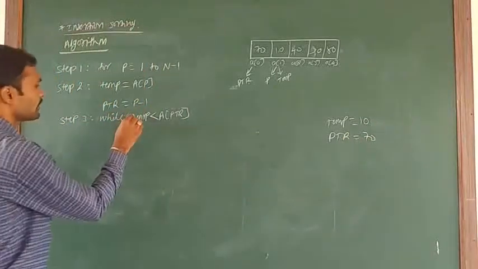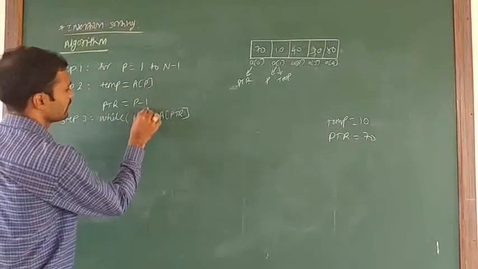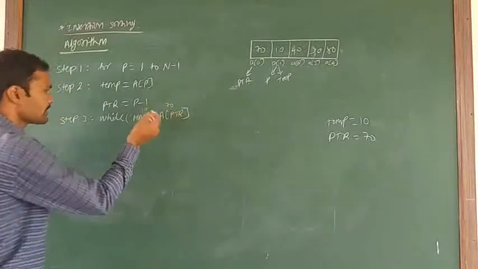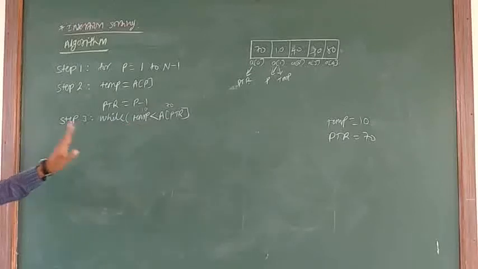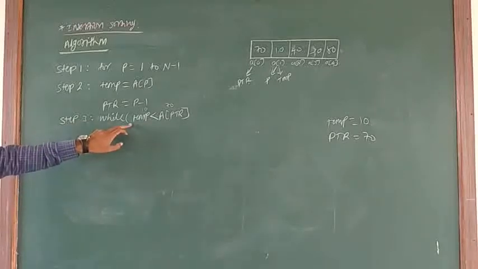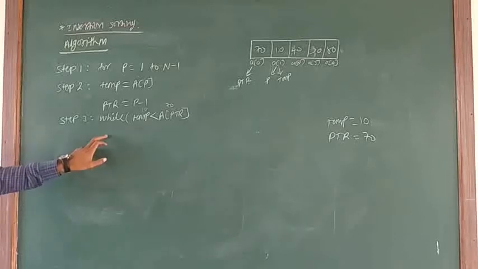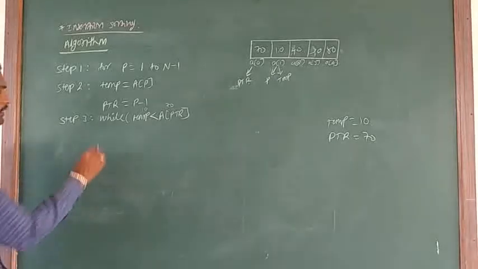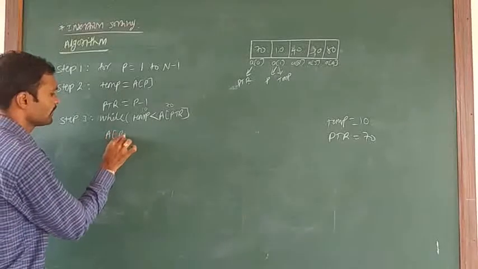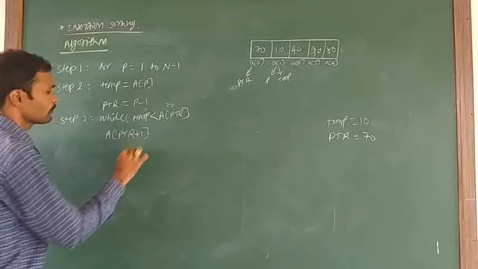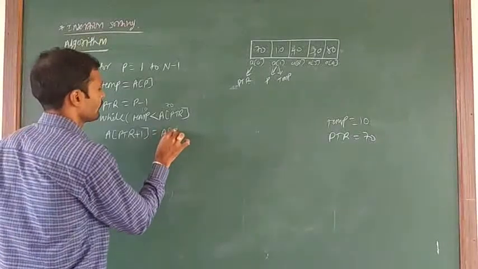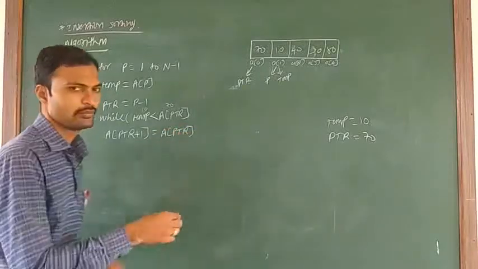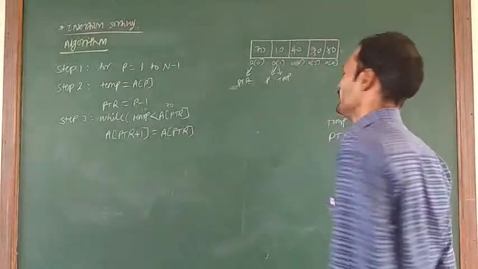Suppose your temporary, meaning 10, is less than A of PTR, meaning 70, which is correct. If it is correct, then the next statement will get executed. So what is executed next? A of PTR plus 1 is equal to A of PTR. The values are exchanged if the condition is correct.